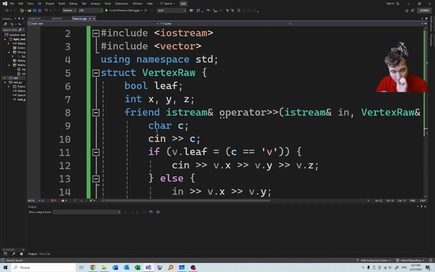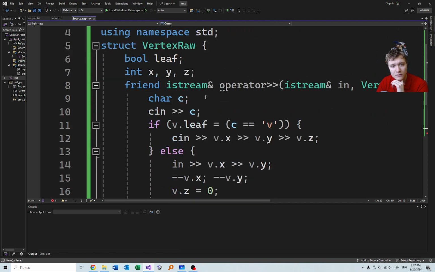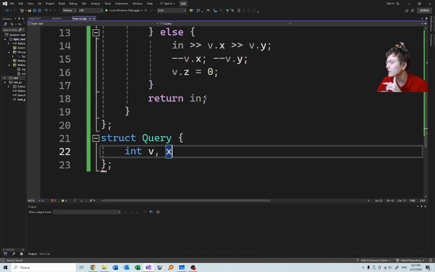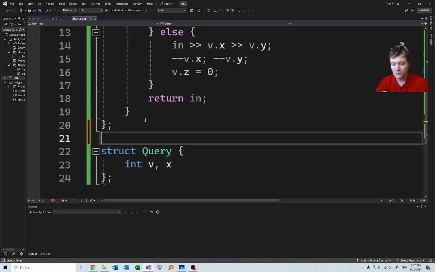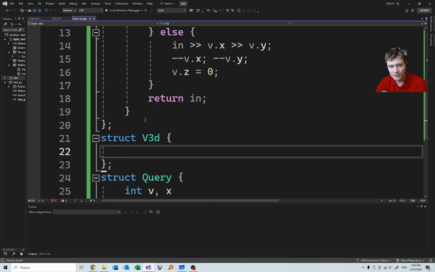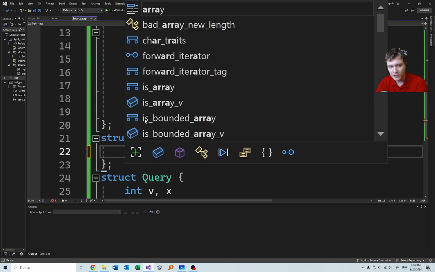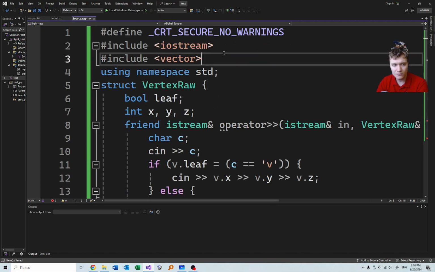Actually, let me think. Actually, let's also make a vector. I mean, let's store. Yeah, let's store a vector. So I would like to have vector 3D. So vector 3D is simply, for example, array in 3. And to do that, we need to include array.